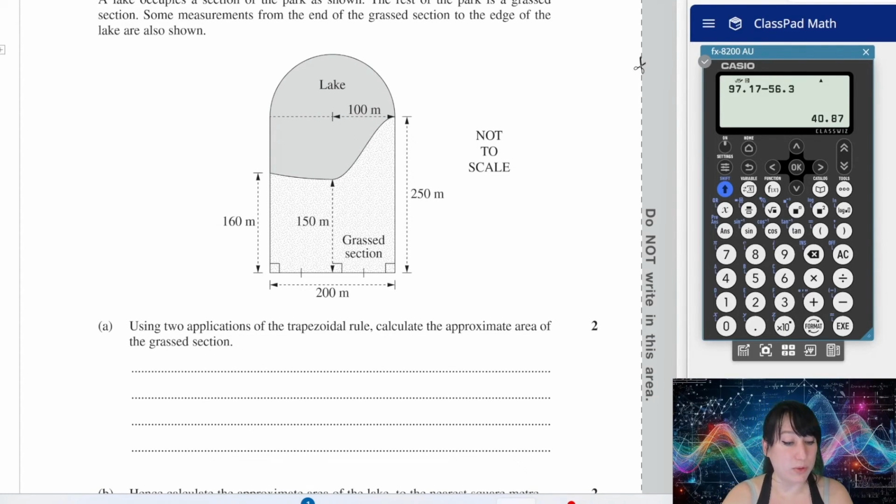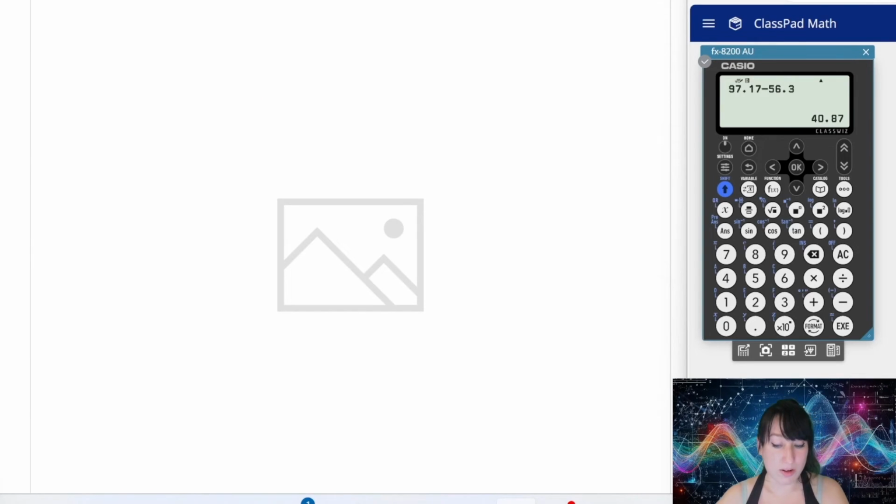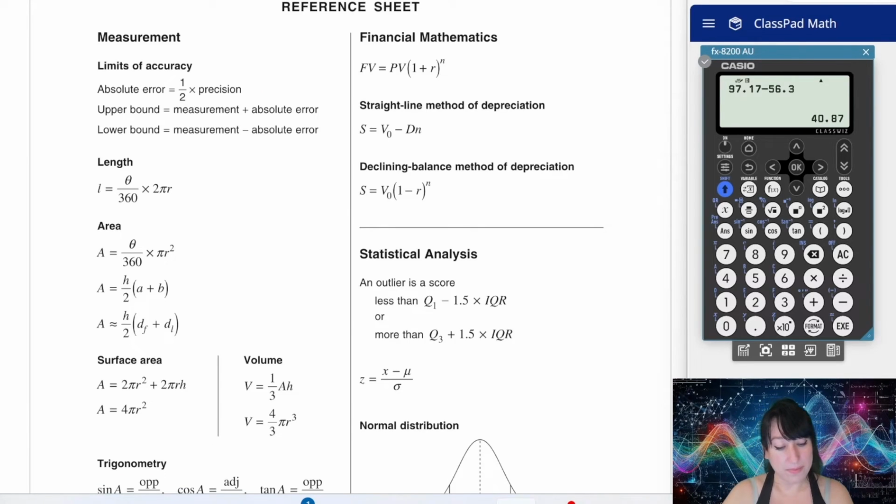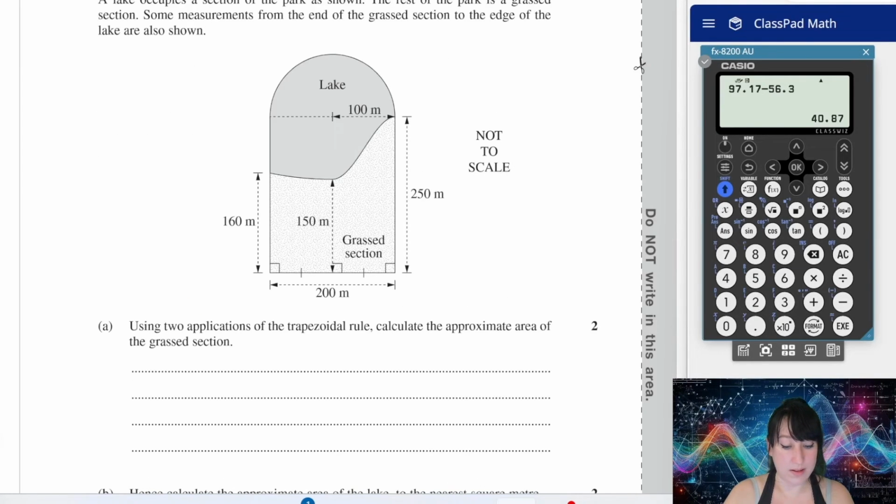Alright, so trapezoidal rule, there's a formula on the reference sheet, and it's this one here. The area will approximately equal h over 2 times df plus dl. df and dl are the parallel sides of each trapezium. So the first one we're going to look at might be this one here. I'll call this area 1. The area would approximately equal the height.